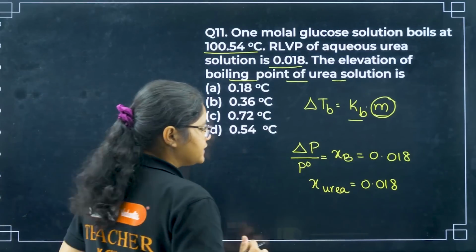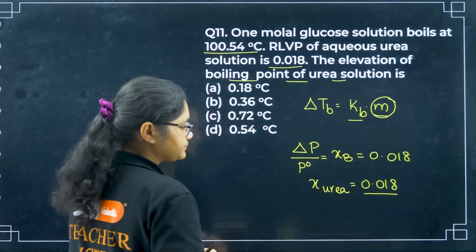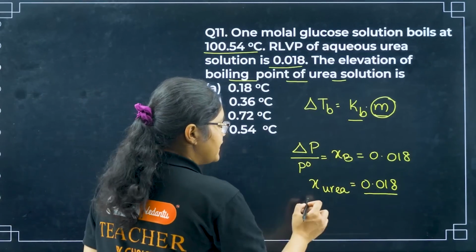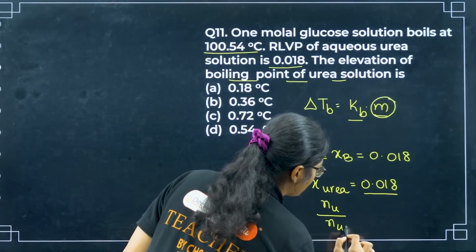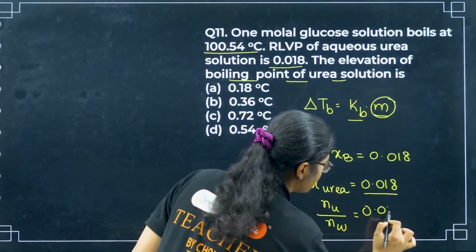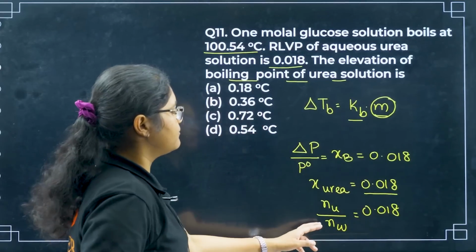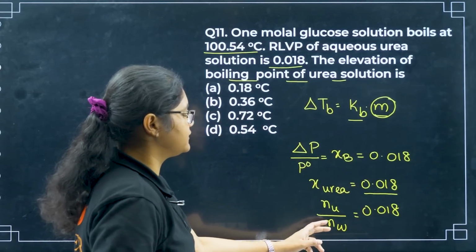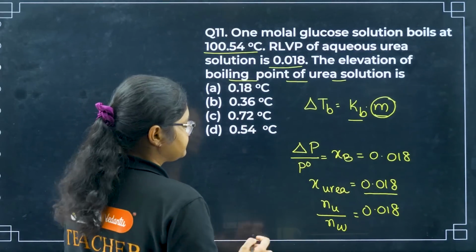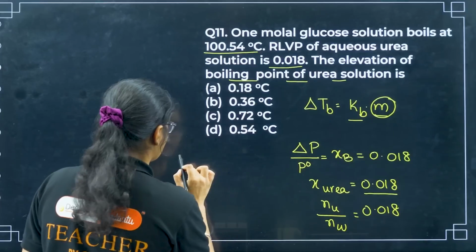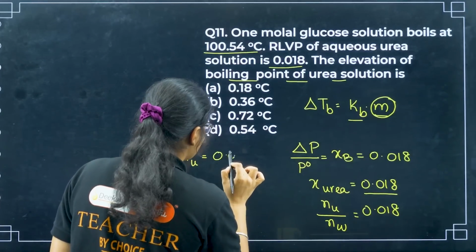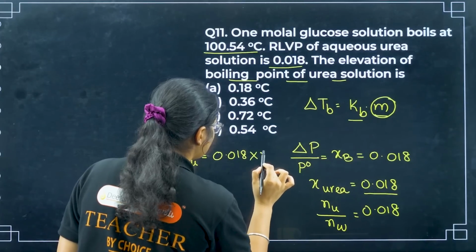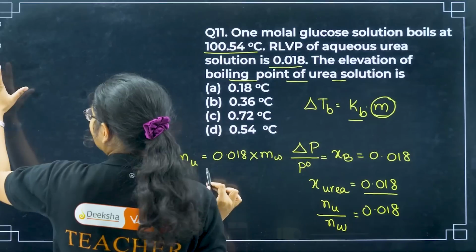Now what we do here is, X of urea means the number of moles of urea by the number of moles of water, which is 0.018. Now the number of moles of water will be... so I have to find here the number of moles of urea is equal to 0.018 into the number of moles of water. Sorry, one second.